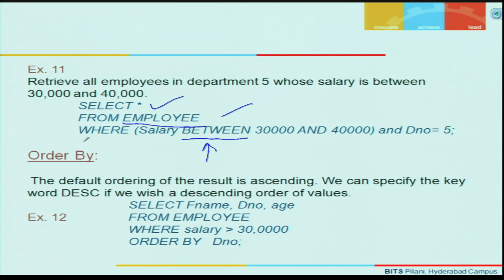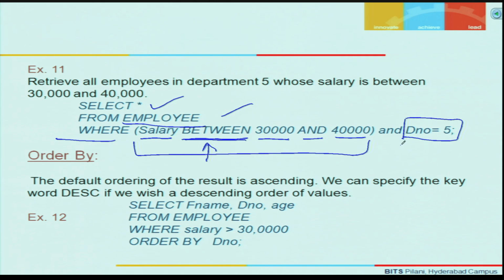Employee table, where the first condition is department number should be 5 and the second condition is salary between 30,000 and 40,000. This condition clearly says that the salary of an employee should be between 30,000 and 40,000. That means it is greater than or equal to 30,000 and less than or equal to 40,000. That is the meaning. That also includes the boundary values.